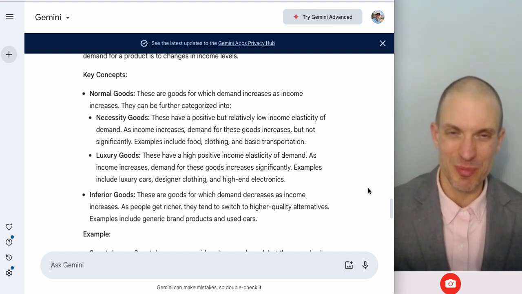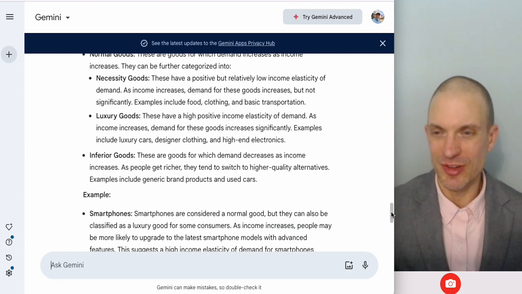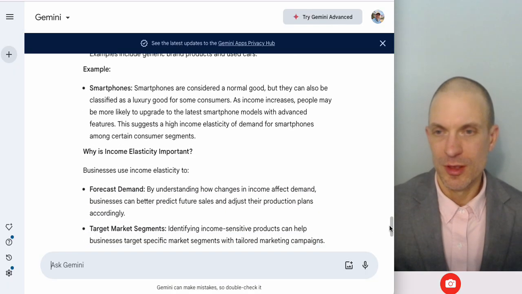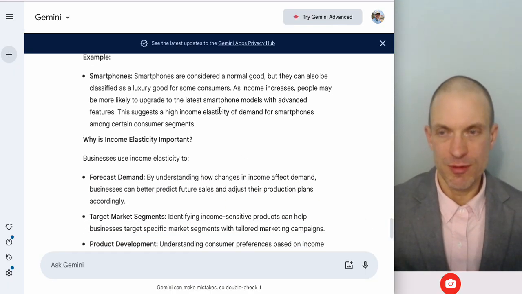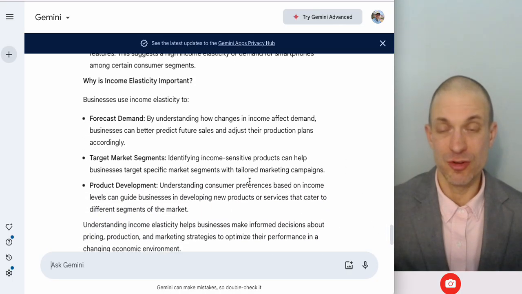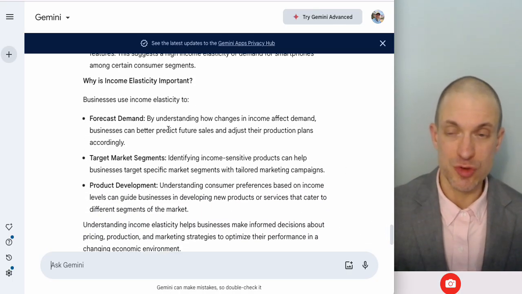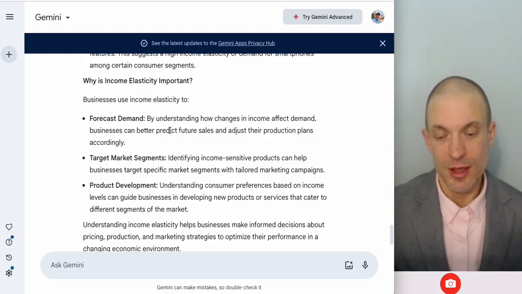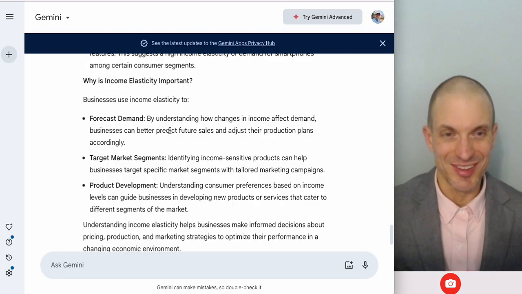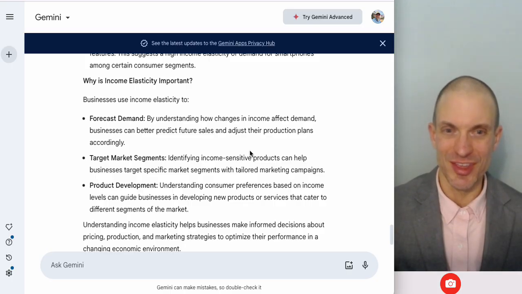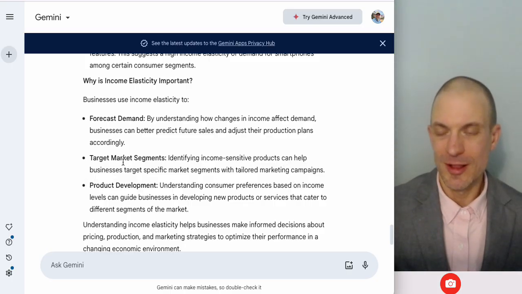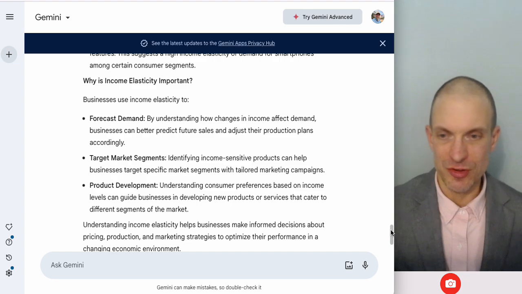They could be a little bit more precise sharing the information about the numbers that I just did, but you know, let's see. Smartphones are a normal good. Fine. Could be a luxury. Fine. Why is income elasticity important? Forecast demand. Sure. If there's some fluctuation in the macroeconomic cycle, so if there's going to be a recession, that's really important for a company to be able to determine are they selling a normal or an inferior good so that they know what to do with their production plans. Yeah, everything else here is reasonable.